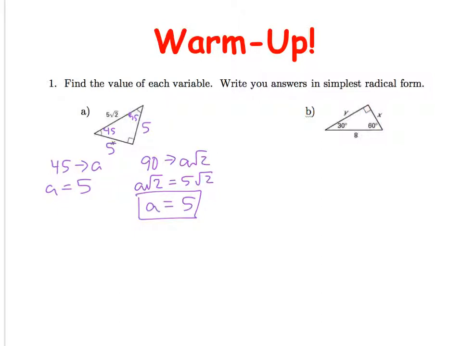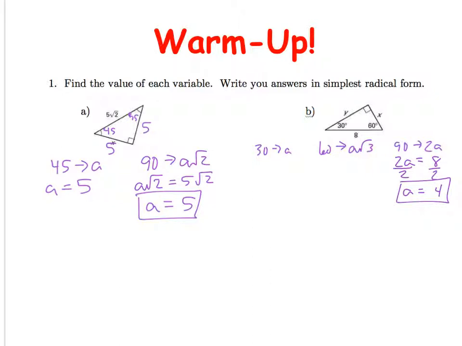So I know I'm going to write down opposite the 30 is A, opposite the 60 is A radical 3, and opposite the 90 is 2A. The one side that I do know that they give me is opposite the 90. So I'm going to say 2A equals 8. Divide by 2 to figure out what A equals, and that is 4.